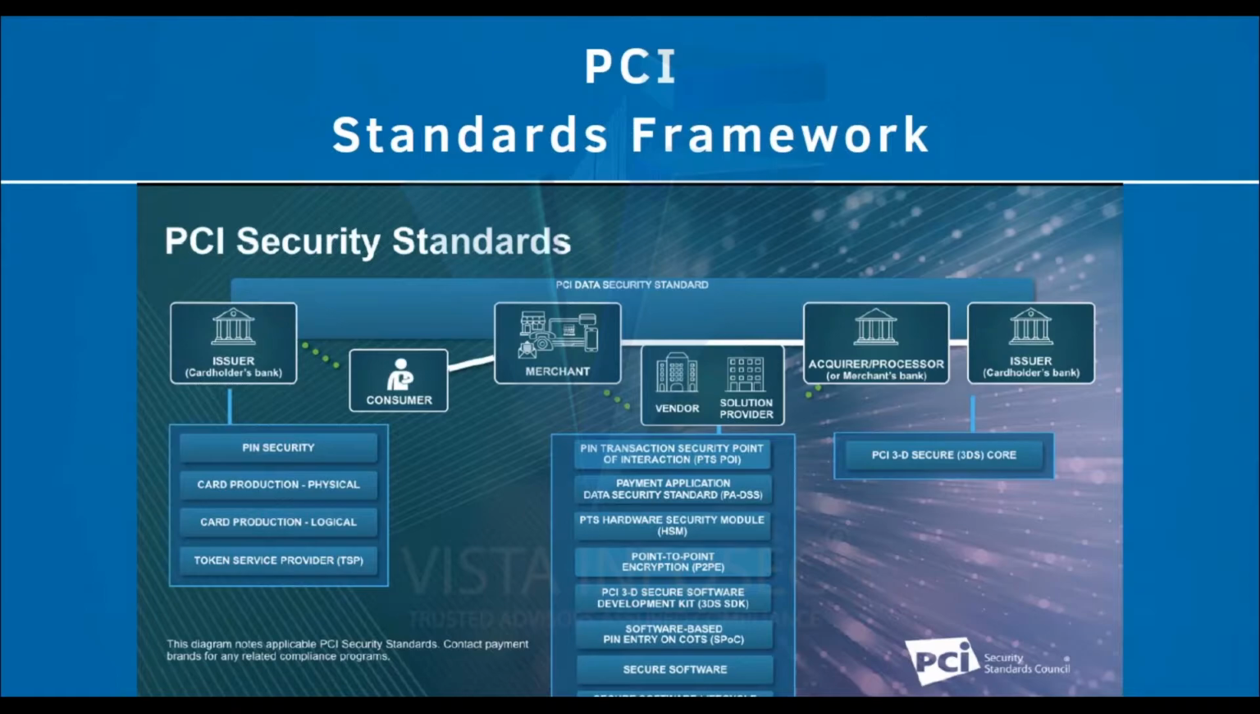So there is PIN security, which is relevant more at the issuers. There is card production. What standards are relevant where? That's what I meant. So there is the PCI PIN, card production for physical, logical, and token service TSP. They are all relevant at the issuer or at the cardholder's bank. And all the other standards, which is PIN transaction security for PTS, POI, PADSS, HSM. These are all more from the merchant, more from the vendor, solution provider, acquirers, processors, and all those things.